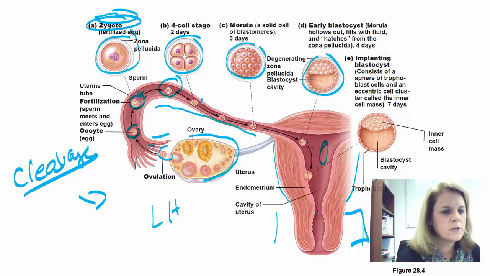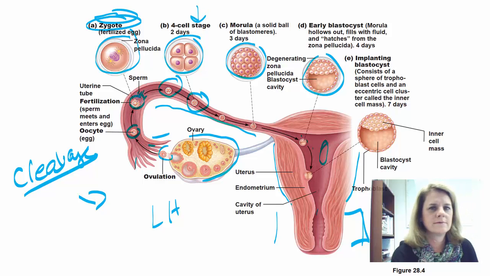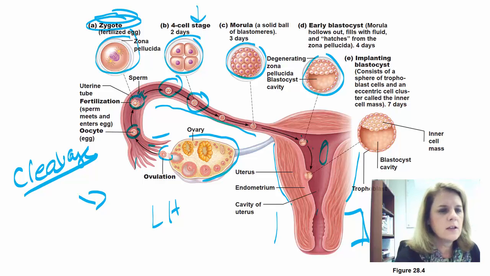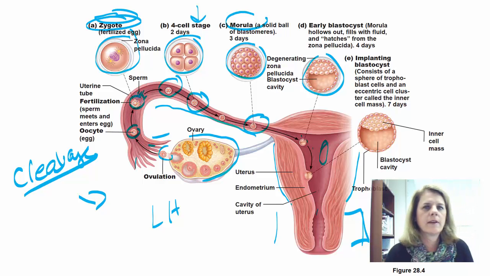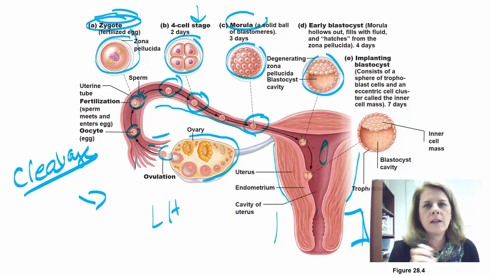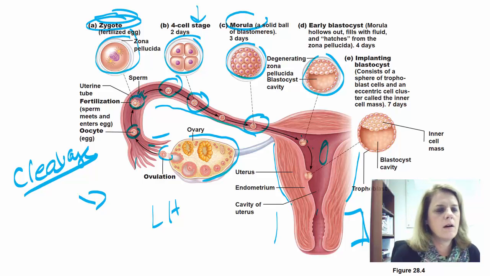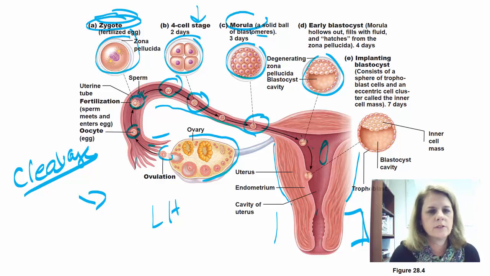So it's going to divide into 2 cells and then 4 cells. We call this the 4-cell stage, which is nice to know. It's easy to remember. And that happens in about 2 days. By the end of the 3rd day, you have what's called the morula, which is like a mulberry stage, or like a raspberry stage, where you've got many cells. And we call this a solid ball of blastomeres. So these are cells that literally can become anything at this point.